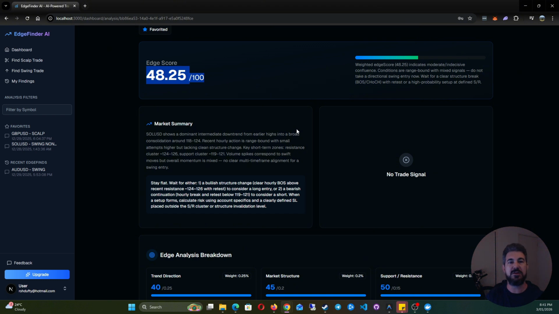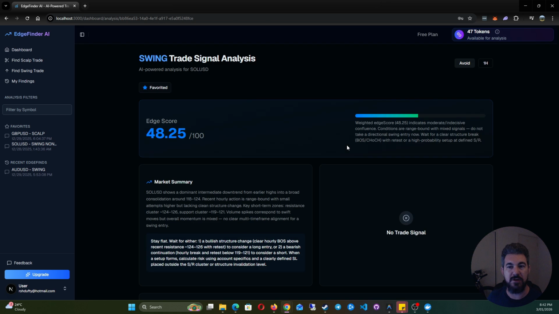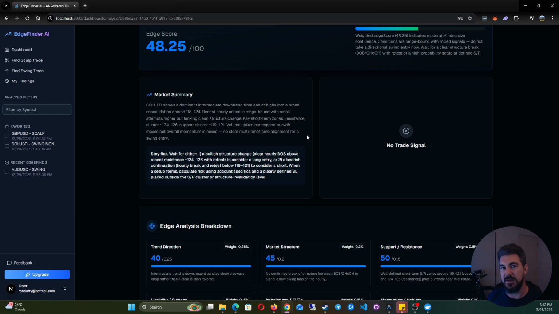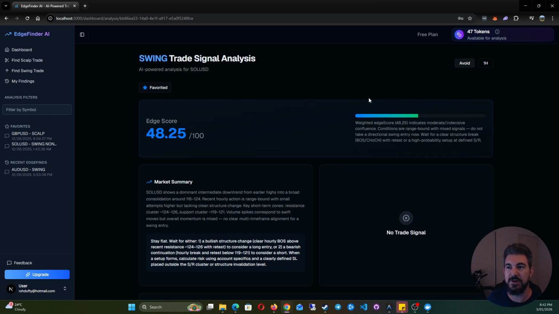Now the problem with this is you can't actually see the chart, and you can't see what the chart looked like when you did this. So I'm probably going to add that maybe down the bottom, or I'll add it in here somewhere. But yeah, that's just one of the things.